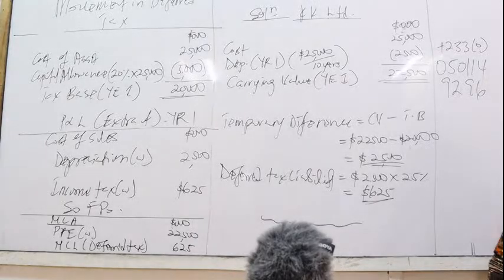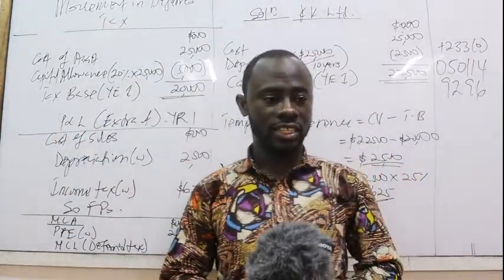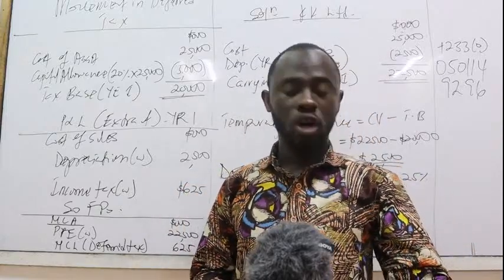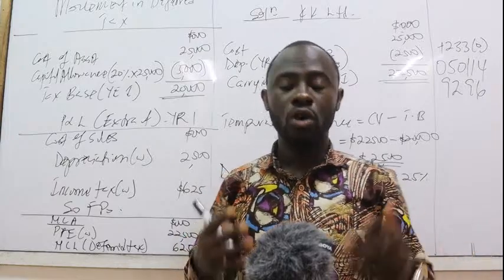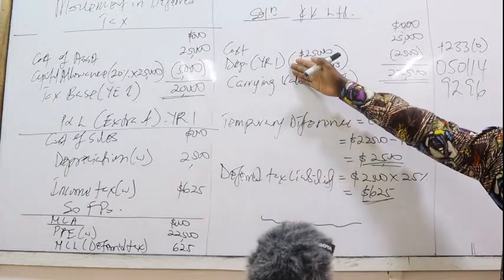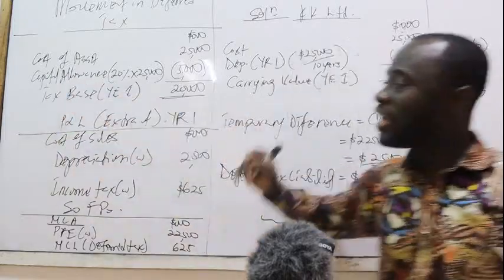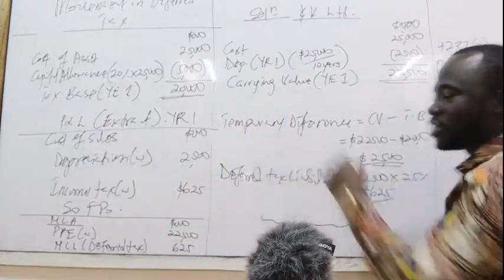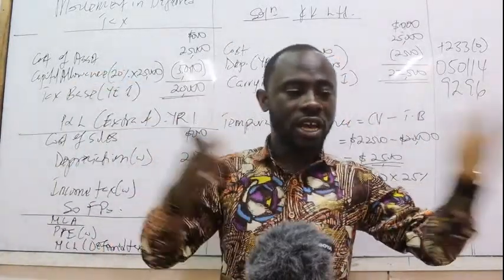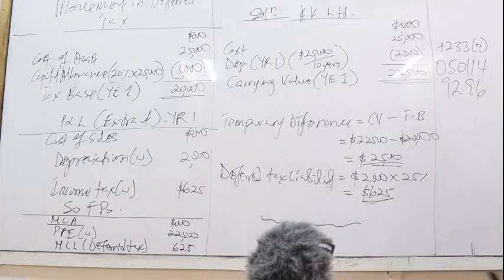Okay, so now that we are done, let's look at what happens in the second year. In the second year, again, we're going to be depreciating our assets. We're going to have capital allowance coming in, and then we will find out what the temporary difference is and what the deferred tax is. Then it will be there that we can determine the movement in deferred tax.